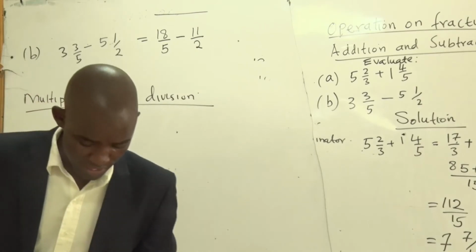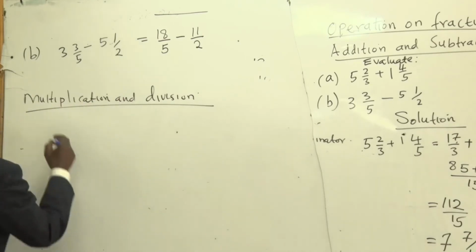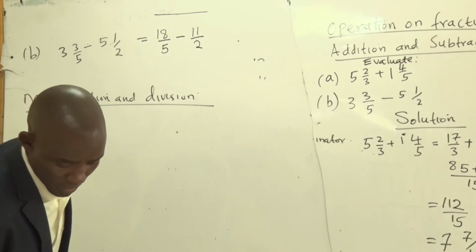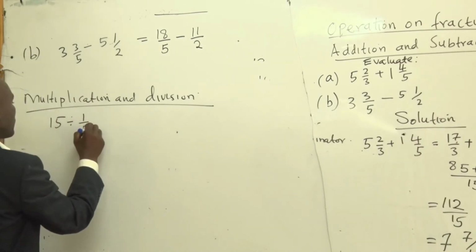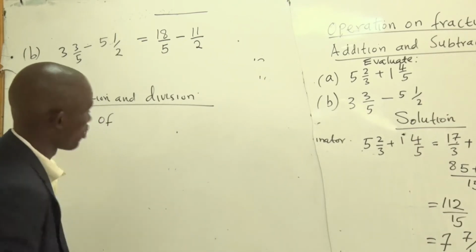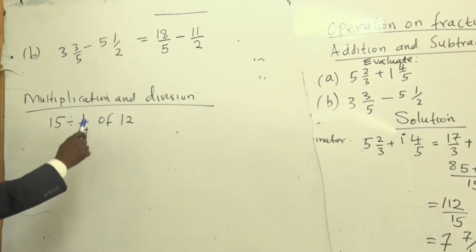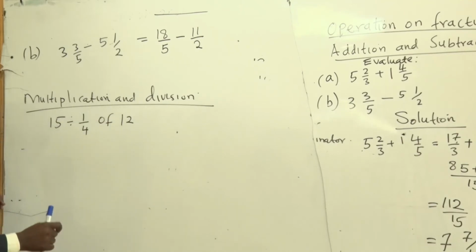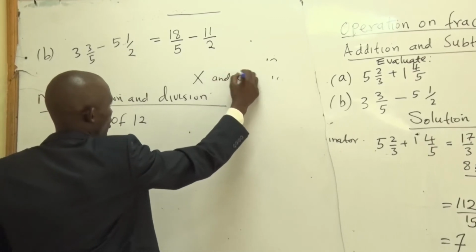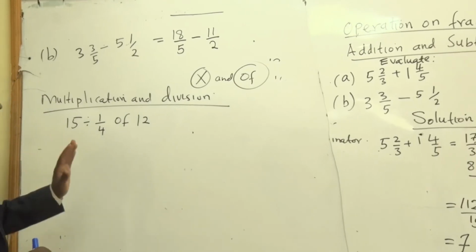If you are given, for instance, 15 divided by a quarter of 12. Remember, the word "of" represents a multiplication. So if you find "x" or you find "of", these two mean the same thing. They will be treated in the same case.